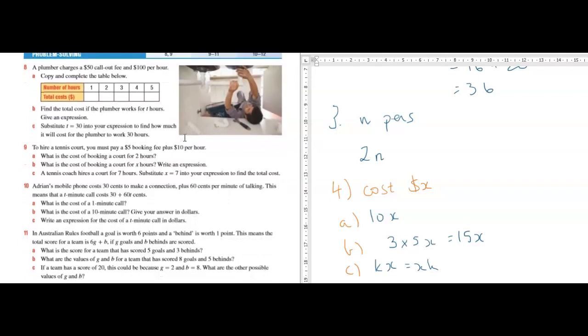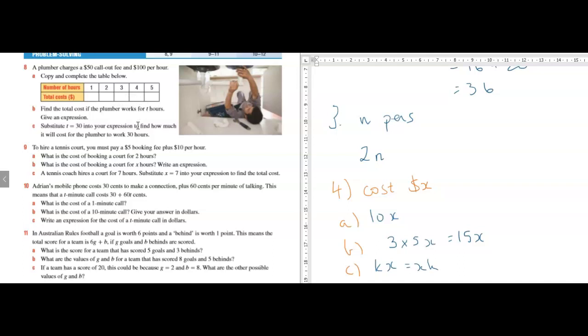Okay, question 8. A plumber charges $50 call-out fee and $100 per hour. Okay, so completing this table, so the plumber just rocks up to your house, you have to pay $50. Then he or she stays for an hour, you give them another $100. So for 1 hour, they get $150. For 2 hours, they're going to get another $100. So it's going to be $250, then $350, $450, $550.